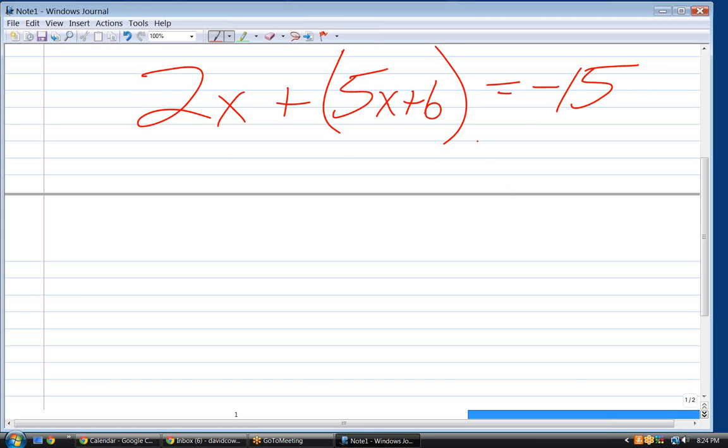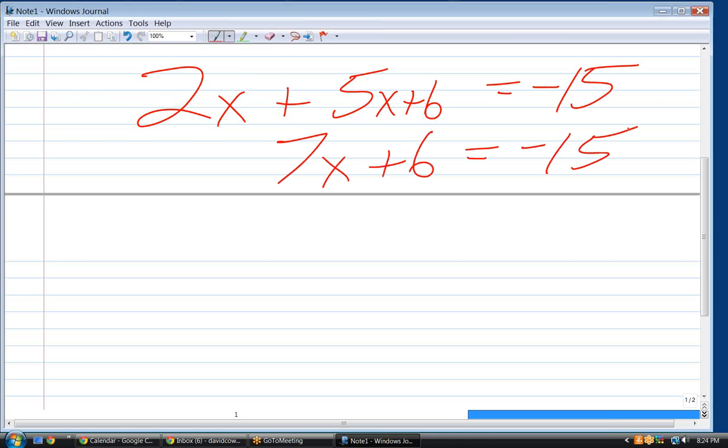Okay, well, do you do 2x times 5x? No, we're going to add it. Let's first of all remove these parentheses. Now I can go ahead and remove them. They're not really doing anything at the moment because everything was being added. I didn't need them. So now you can combine like terms. So it would be 7x plus 6 equals -15? Correct. And what's the next line?